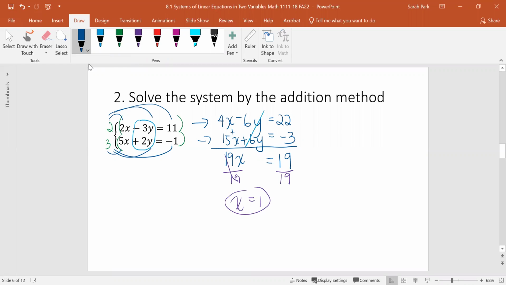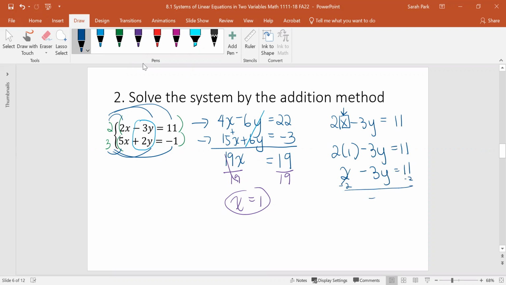Again, it doesn't matter which one. I'll just do the top. Let's write it down. 2x minus 3y is equal to 11. We're going to substitute 1 in for x. So we have 2 times 1 minus 3y is equal to 11. 2 times 1 is 2 minus 3y is equal to 11. Subtract 2 on both sides to get negative 3y is equal to 11 minus 2, which is 9. Divide both sides by negative 3, and y is equal to negative 3. You can always check your solution by substituting it into both the top and the bottom equations as well.